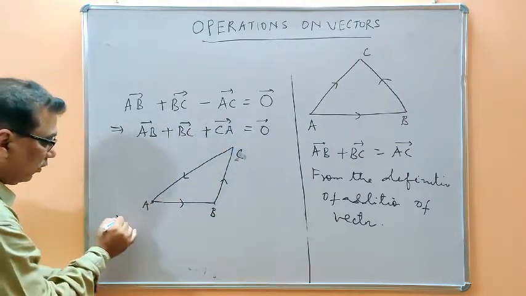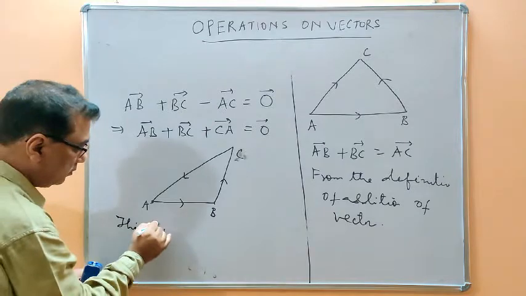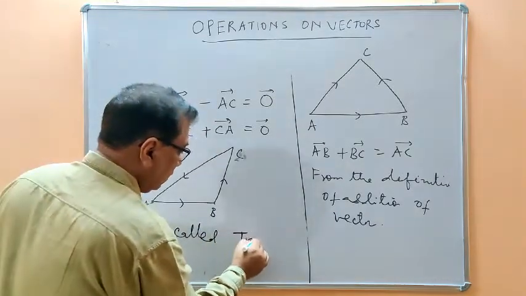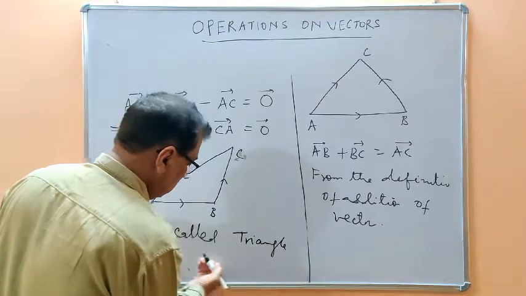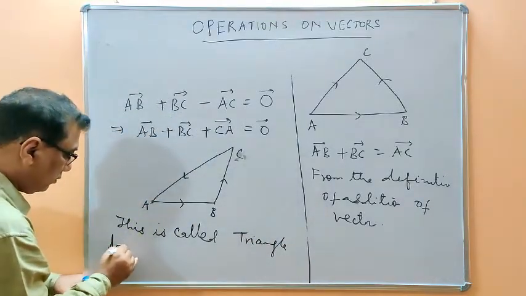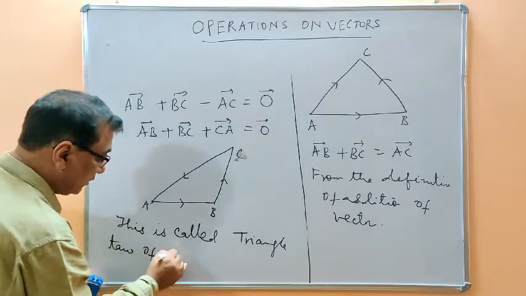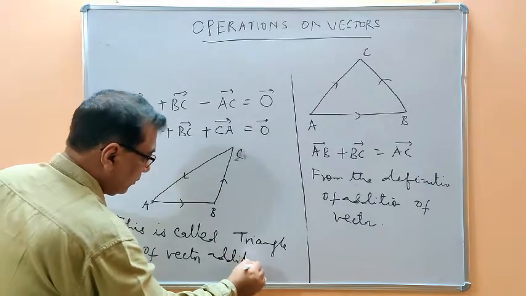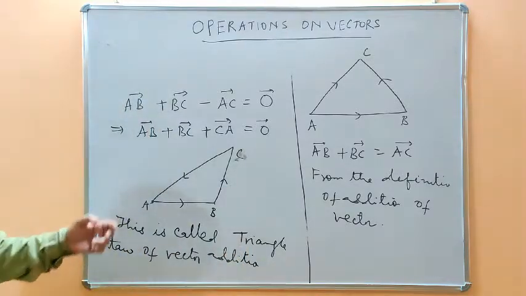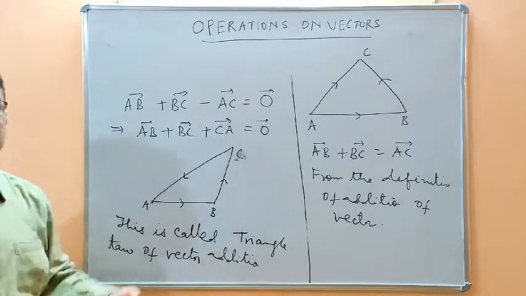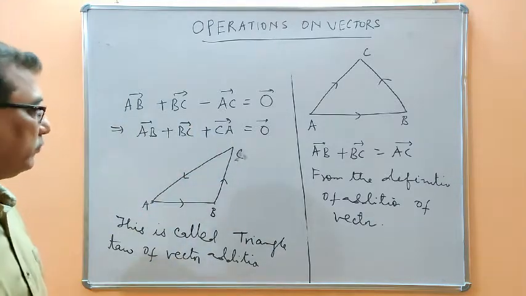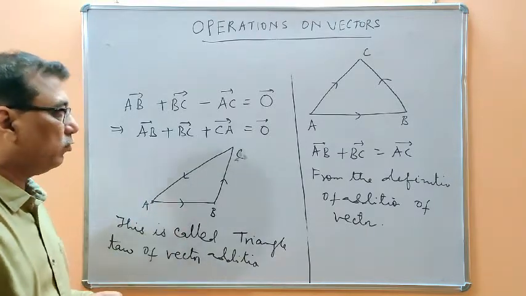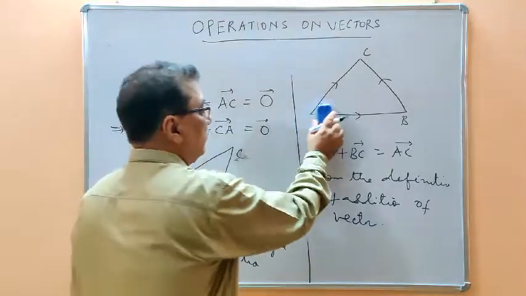Okay, and this is called the triangle law of vector addition. So the triangle law has come from the definition of addition of two vectors. This result is very important, we'll be using it very frequently when we go for the questions. Okay, now next.